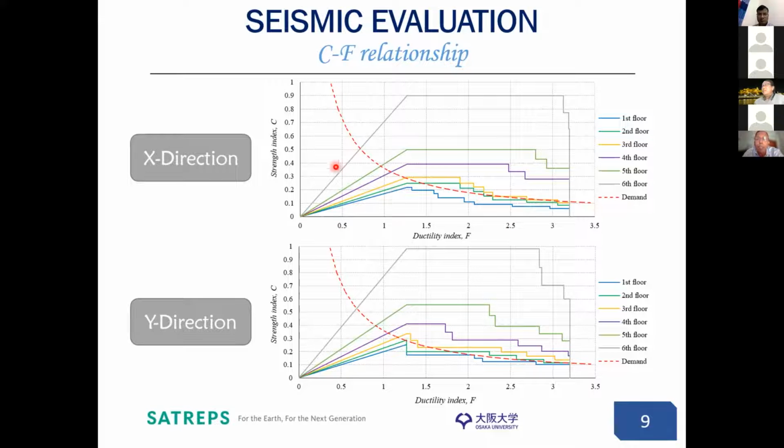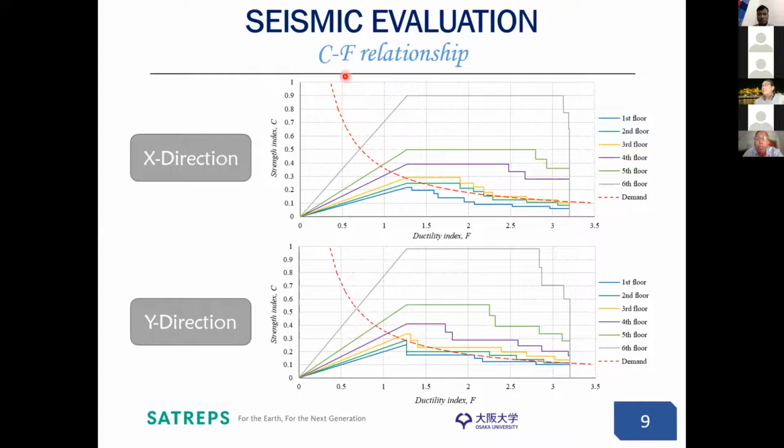After doing that calculation, you will find this kind of relationship between C and F, where C is the strength index indicating the Y direction, and F is the ductility index, or deformation index, representing the X direction. So this particular building has two directions, as you know. This is the X direction and this will be the Y direction for this particular building. And the performance of each floor will also change because of the actual load sustained by each story. So the capacity is found something like this based on the C and F relationship.